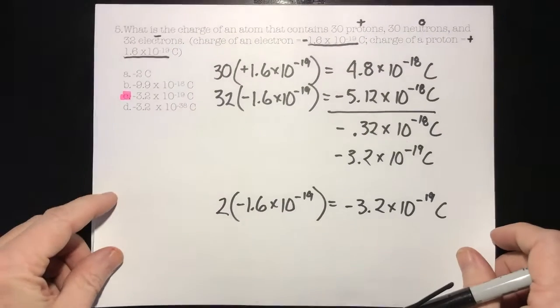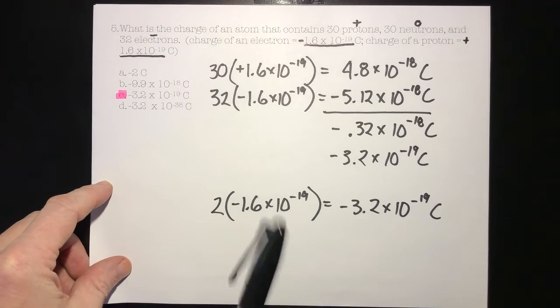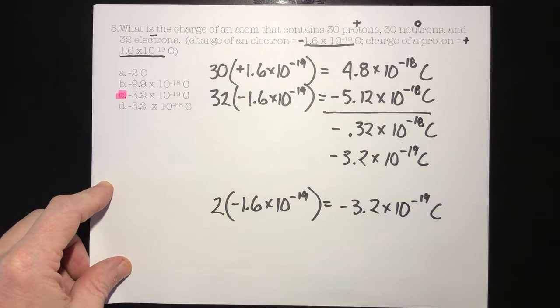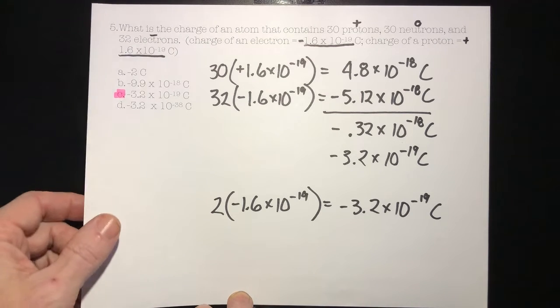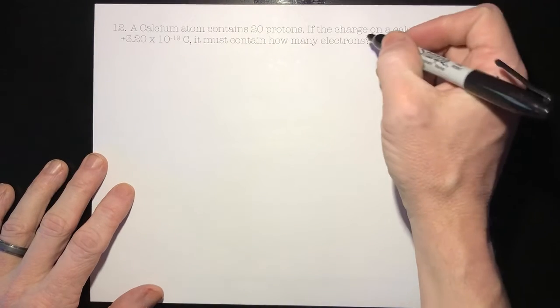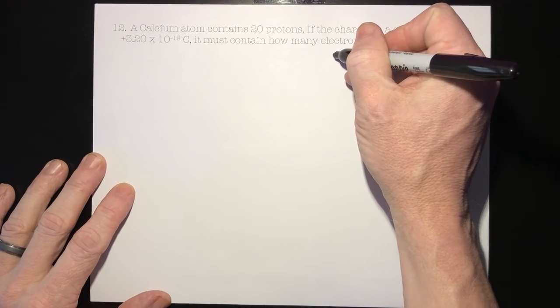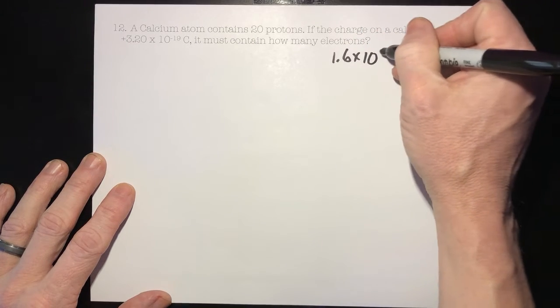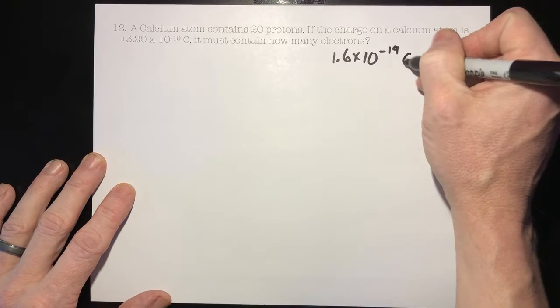To solve this problem, we can go back to a previous problem we did, where it told us what the charge was for an electron, negative 1.6 times 10 to the negative 19th coulombs, and the charge of a proton is positive 1.6 times 10 to the negative 19 coulombs. That is a number that will be given to you on the test, but I'll write it down now. So the elementary charge is 1.6 times 10 to the negative 19th coulombs.